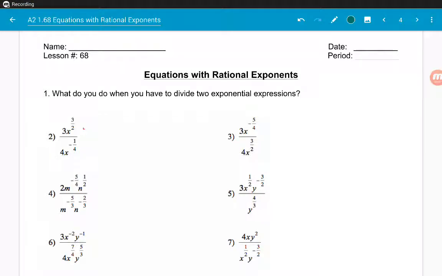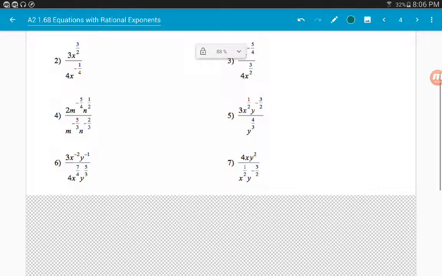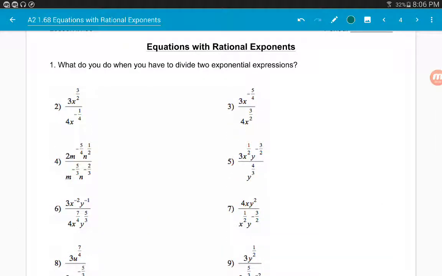Okay, here's a video on lesson 68, equations with rational exponents. Our homework is on the second section. I'll do a quick review of how the first section works, just in case you weren't here for class.